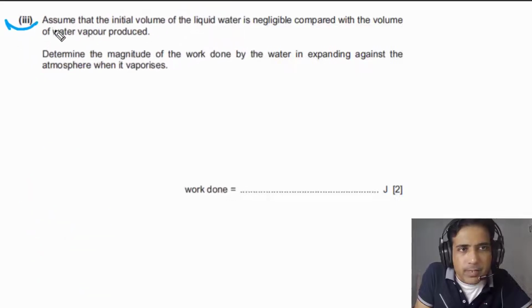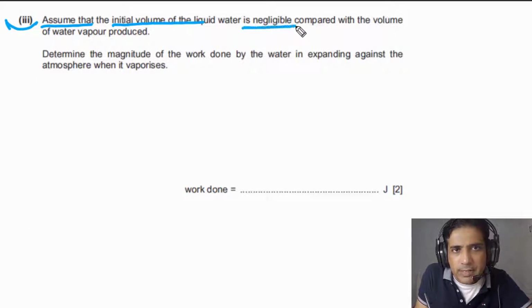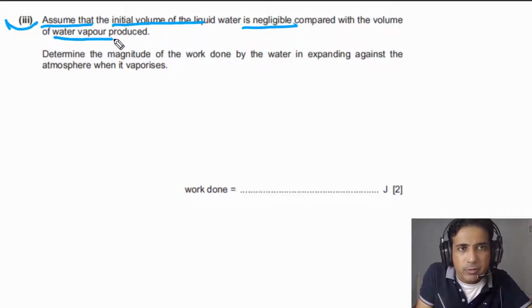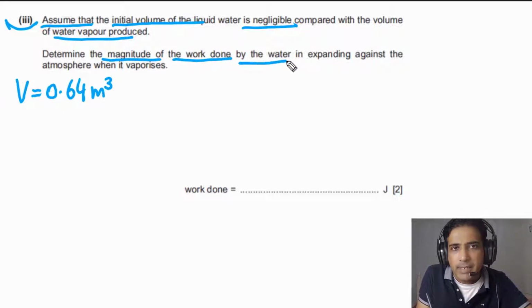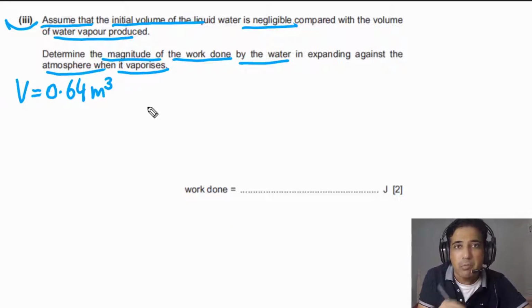For our third part, we can assume that the initial volume of the liquid water is negligible compared with the volume of water vapor produced. The volume of water vapor produced we have already calculated in the second part, and the volume of water vapor was equal to 0.64 cubic meters. For this question, we need to determine the magnitude of the work done by the water in expanding against the atmosphere when it vaporizes. So we need to calculate the amount of work done.